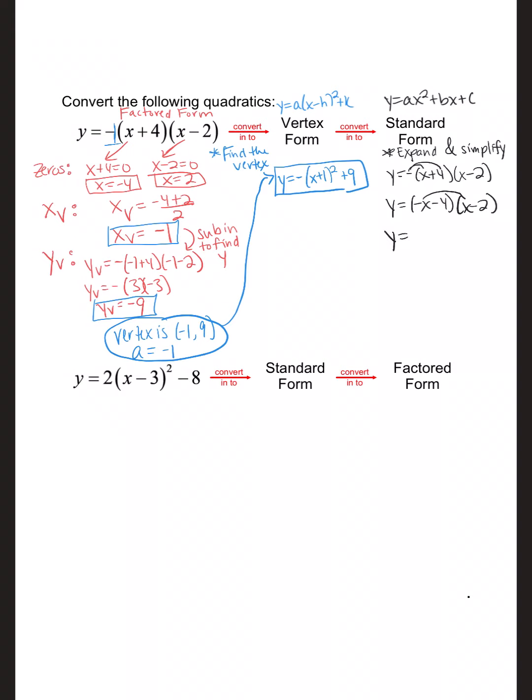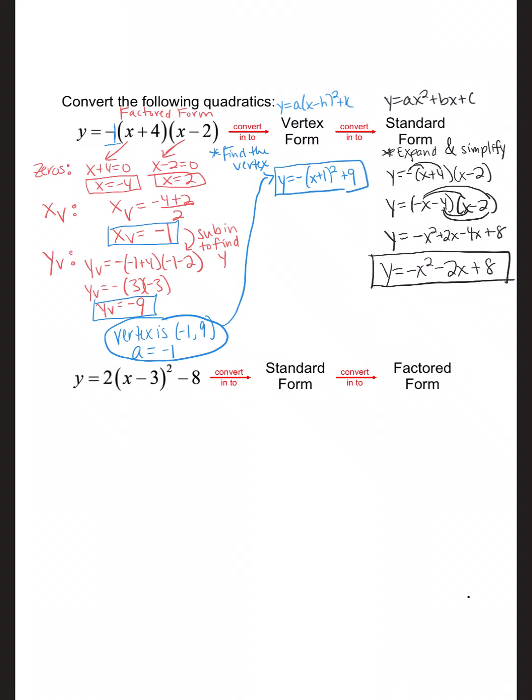So first, outside, inside, last. We're going to get a negative x squared, and then a negative x times a negative 2 is a positive 2x. And then we'll have negative 4x and plus 8. And then from there we will combine our like terms. So 2x minus 4x is negative 2x plus 8. So that's going to be our standard form of our equation.